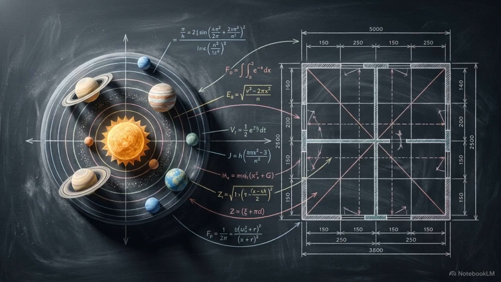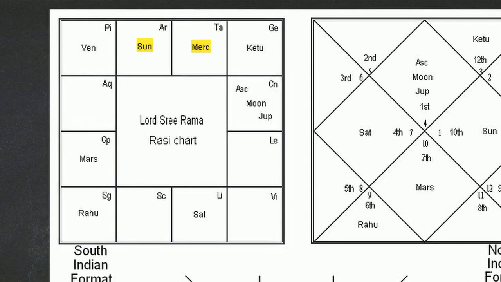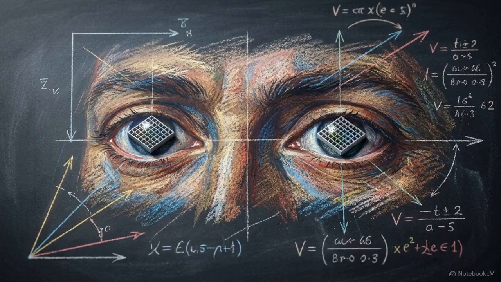Processing this spherical celestial data mathematically requires translating it into a highly efficient two-dimensional grid. We examine Lord Sri Radha's chart. In the South Indian format, spatial positions are permanent. Aries is pinned second from the top left, with the rest progressing clockwise. Planets drop into fixed boxes. Here, the Sun rests in Aries and Mercury in Taurus. This grid functions as a static map. It preserves the absolute spatial locations of the planets within the sidereal zodiac, allowing the practitioner to read the geometry of the sky at a single glance.